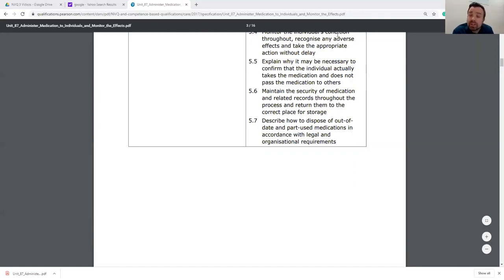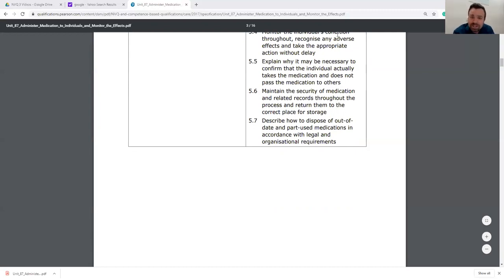5.6 is about maintaining security of medications and related records throughout the process. It's important we don't leave MAR records lying around because of GDPR. They are people's data. They have their date of birth and other confidential information. If you're trained in medicines, you'll be able to understand a lot about somebody's health and well-being. For example, if you know somebody's on PrEP, you may think that they've got HIV. That may have been private and confidential, but somebody's seen that record and put two and two together.